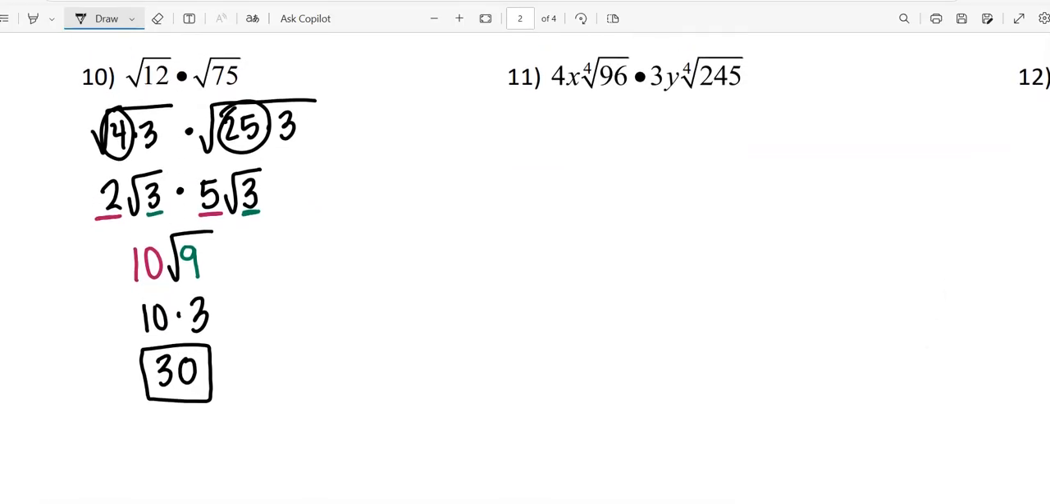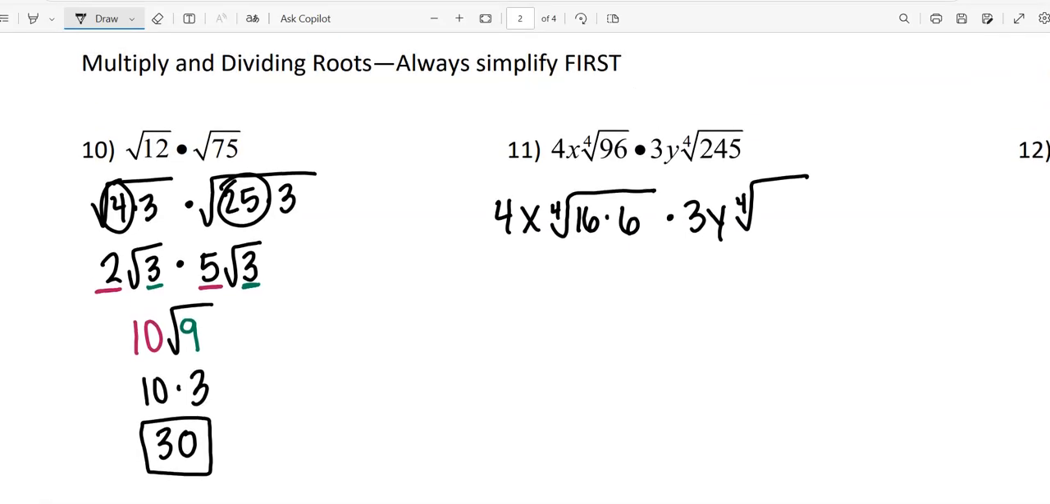So 11, same thing, but we're doing fourth roots. So what's the largest fourth root factor of 96? 16 times, close. 16 times 4 is 64. 6. Times, I've got 3y fourth root of 245.